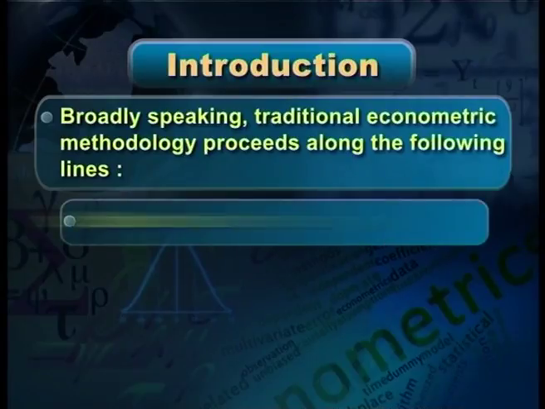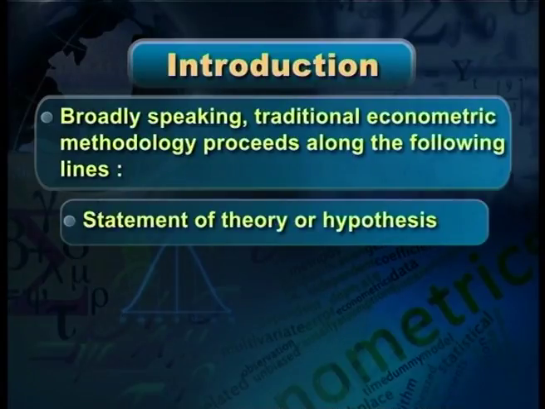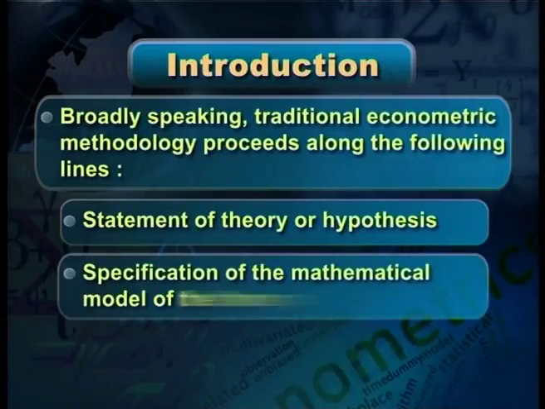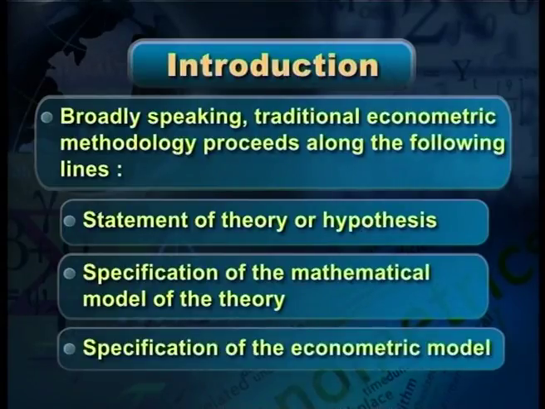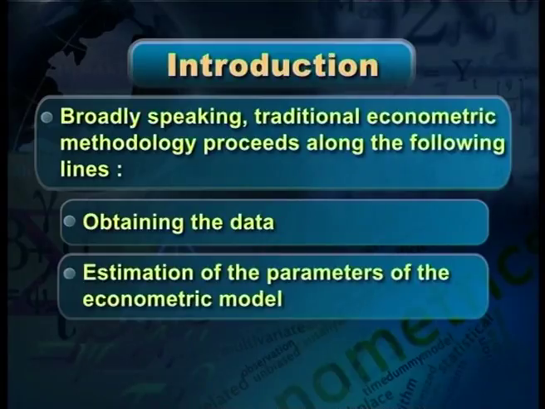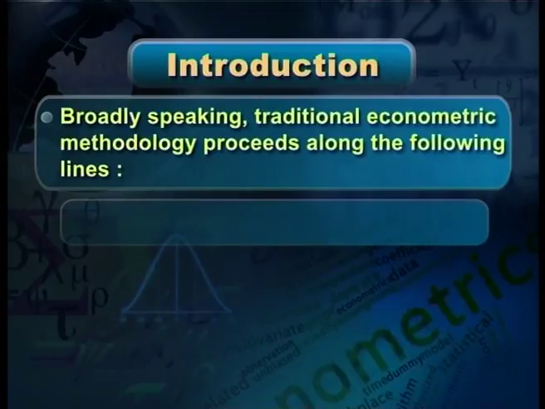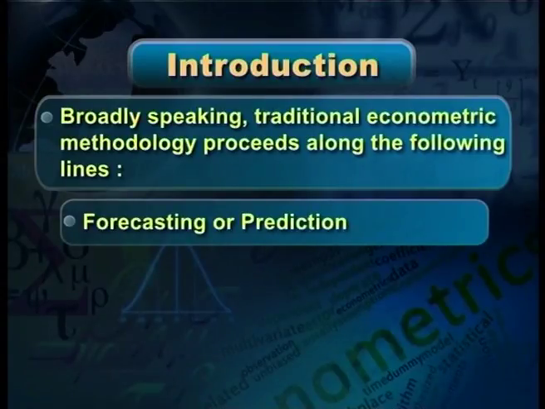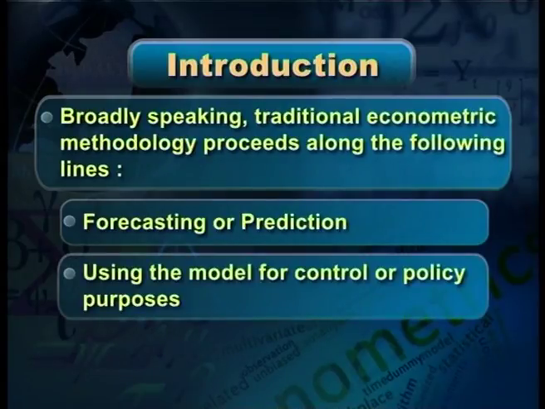The first one is statement of theory or hypothesis. The second is specification of the mathematical model of the theory, and the third is specification of the econometric model, then obtaining the data, then estimation of the parameters of the econometric model, next hypothesis testing, then forecasting or prediction, and finally using the model for control or policy purposes. Now, we can discuss these steps one by one.